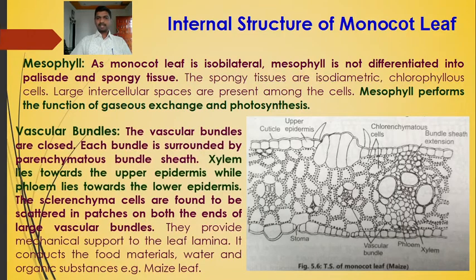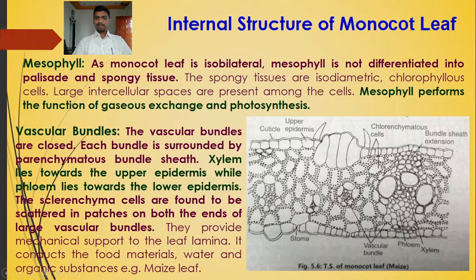Now the vascular bundles are closed. Each vascular bundle is surrounded by a parenchymatous bundle sheath. Here we can see the parenchymatous bundle sheath which surrounds the vascular bundle. Here also, this is the vascular bundle which possesses the phloem and xylem. The xylem lies towards the upper epidermis, similar to the dicot leaf, while the phloem lies towards the lower epidermis. Here is the phloem, there is the xylem.